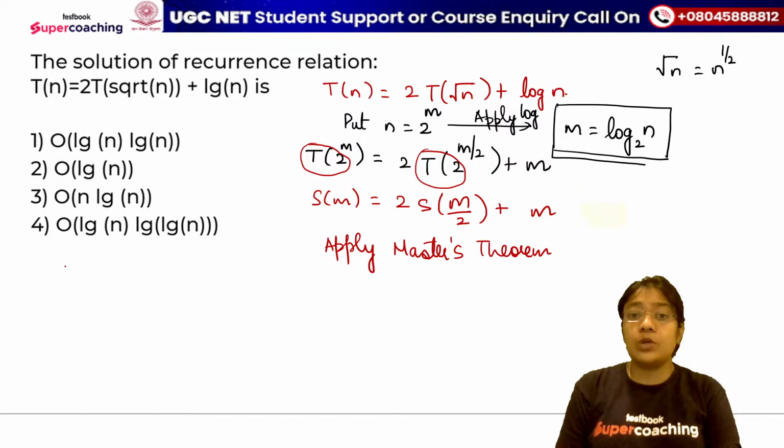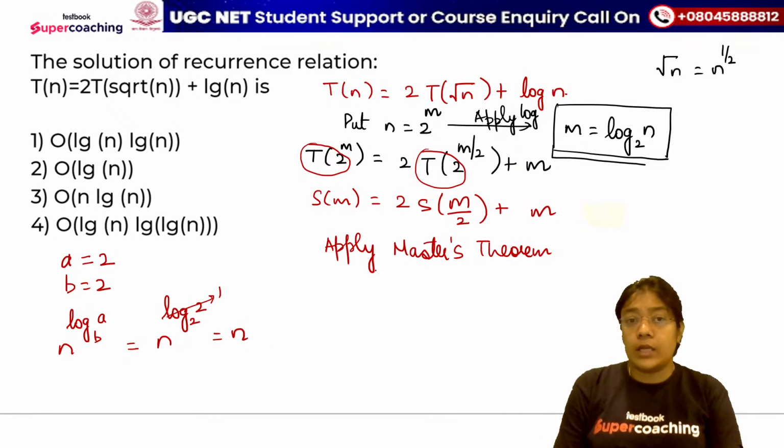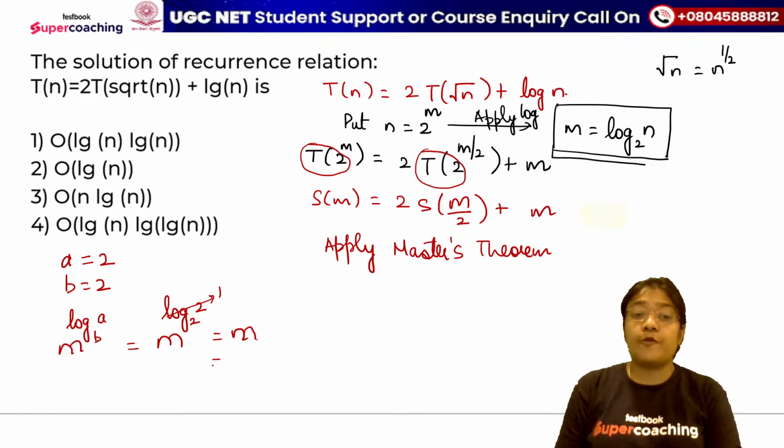In this case you need to identify a is 2, b is 2, और जैसे ही आपको a और b मिल जाते हैं सबसे पहले हम फाइंड करते हैं n raised to power log a with the base b. So this comes out to be n raised to power log 2 with the base 2. जब आपके पास base b same होता है, value becomes 1, so this is equal to n. यहाँ पे आपके पास m है, so let me take this as m, and this is equal to f of n.